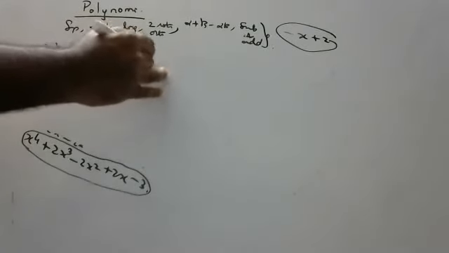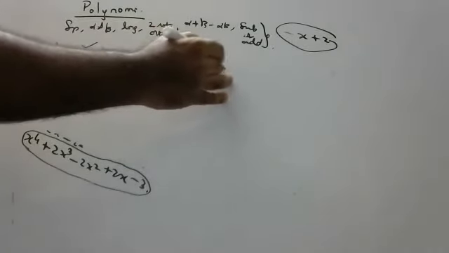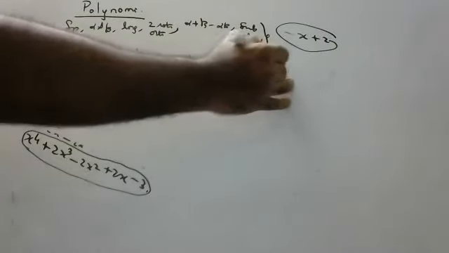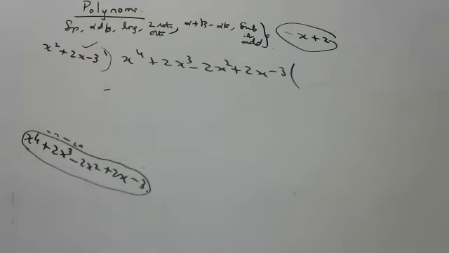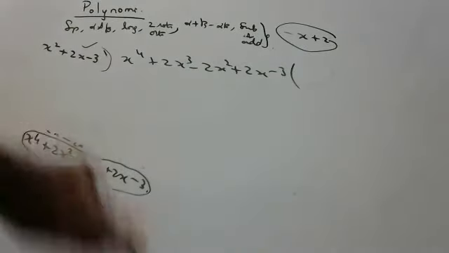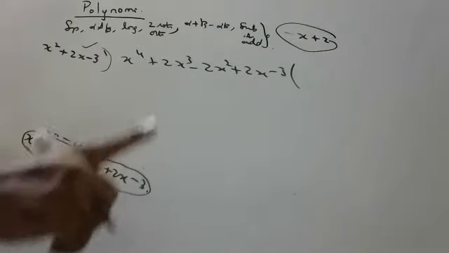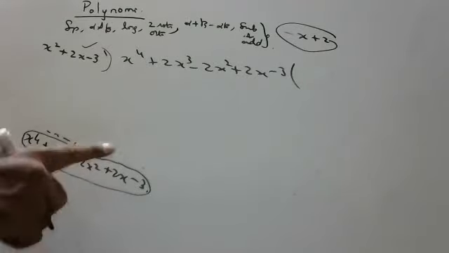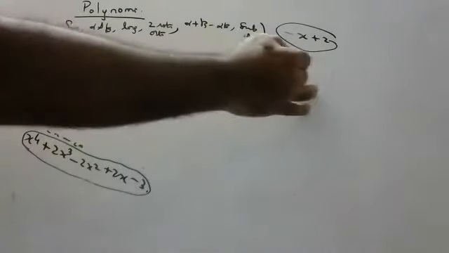Now, please see here, children. What is the question? x4 plus 2x3 minus 2x2 plus 2x minus 3. Now I should get 0. What should be added to make it 0? I added the remainder by changing the signs, and I will get 0. See here, x4 by x2, x2.